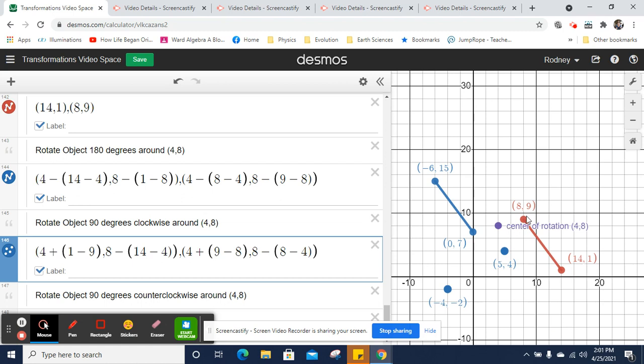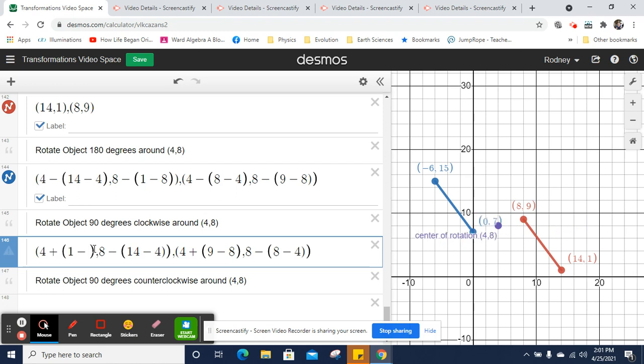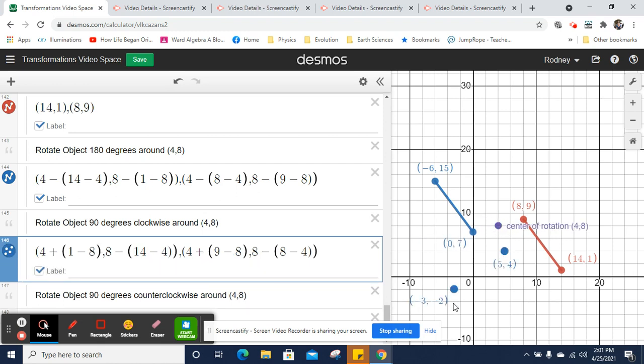Hang on. That's 1 to here. Let me double check that. I think I may have a slight error on this one. Let me see here. So I am doing 8 minus 4. That's the change in the x. And 9 minus 8. That seems right. And 4, 8 is my point. So let's see here. Oh, it's the 14 that I'm looking at. Oh, hang on. That should be 8. 1 minus 8. Now I'm in the right place.